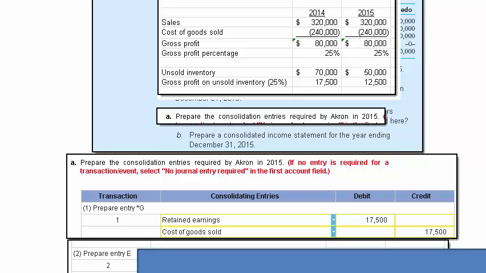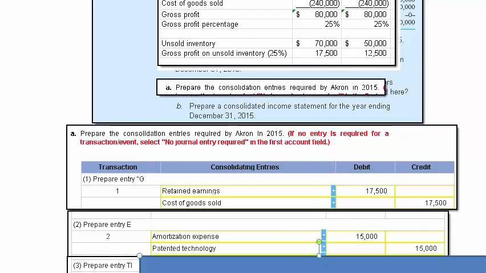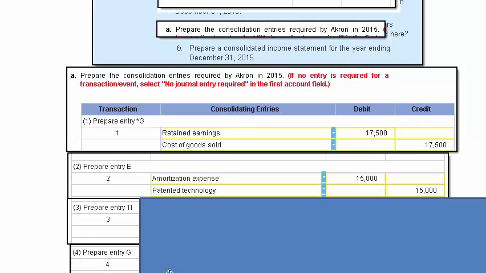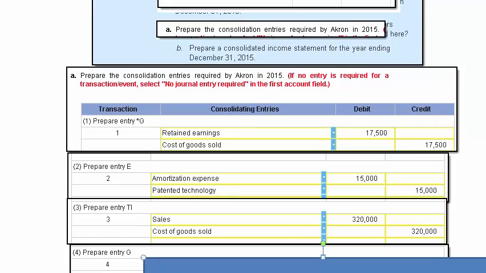Now, they also told us that there was amortization of the patented technology. We need to record that. We do that by debiting amortization expense of $15,000 and crediting patented technology of $15,000. And then the third entry we need to do is eliminate the sales. The sales for year 2015 was $320,000. So we eliminate the intra-entity sales by debiting sales and crediting cost of goods sold.